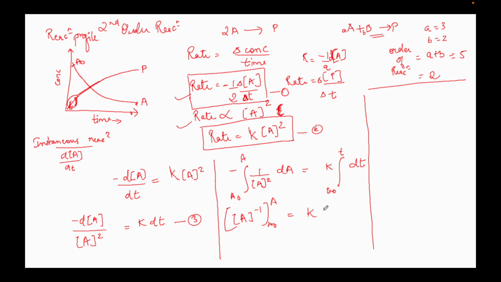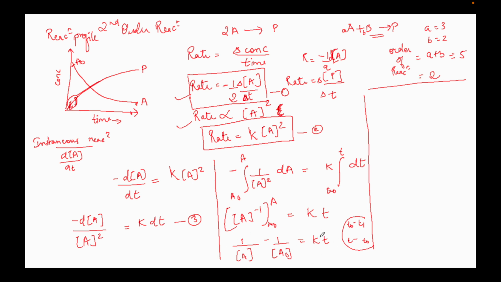Integration of dt, it will cancel each other out and we'll have a t term here. This will be final minus T0, which is T only, because T0 is the initial time, we will consider it as 0. So this will have T, and if we apply the limits, we'll get 1 by A, the final concentration, minus 1 by the initial concentration is equal to kt.